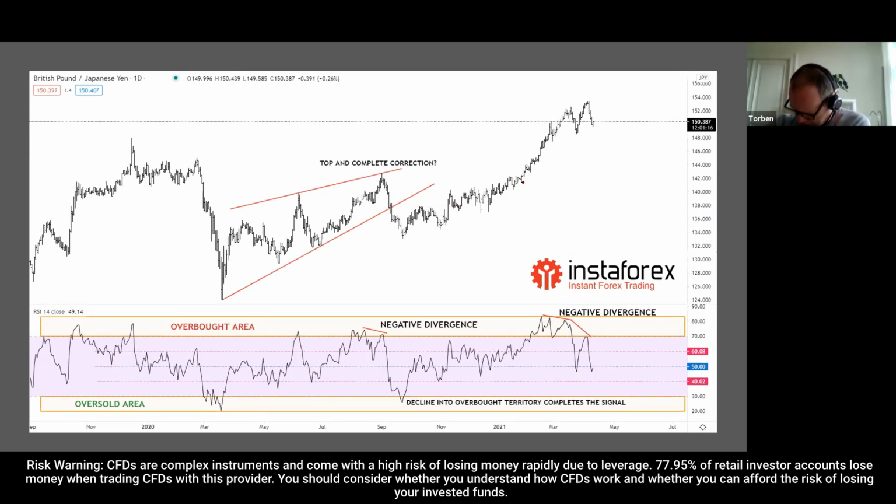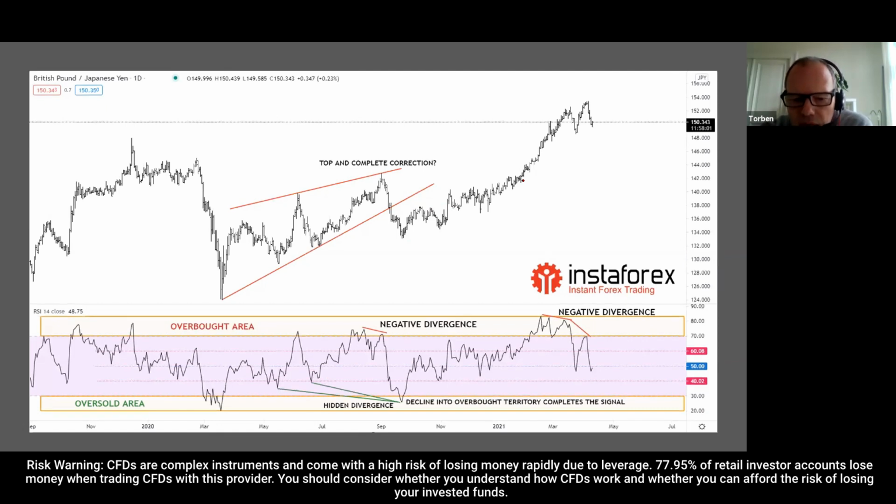So if we move a bit here, hang on. Yeah, there is. Now you can see the two lines that I drew on the other one, where I call it hidden divergence. And what we should expect from this one, when you see a hidden divergence, is that once it breaks here, you should expect a strong move higher, and it should normally be a fairly powerful move.